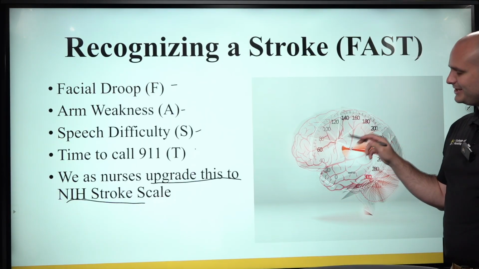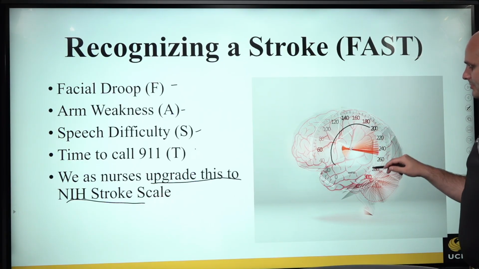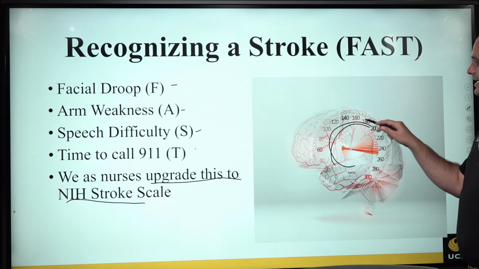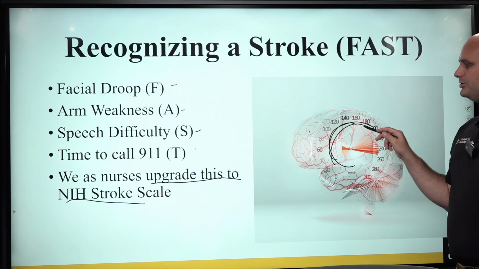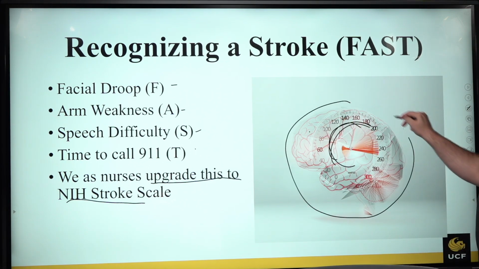And I love this infographic here. If you see it, it's got time going around here. This is actually a blood pressure, but I always think of it like time, right? Time is brain. So the longer you stay or the higher your pressure, you're going to have a bad brain issue.